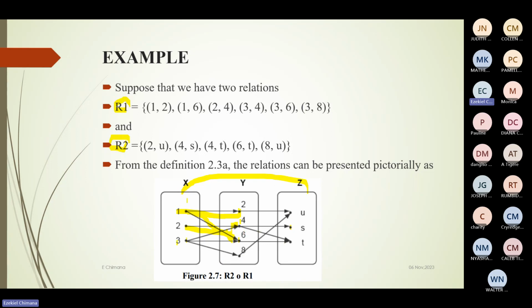So we are just saying if X, Y is related and Y, Z is related, so be it for X, Z, they are also related.